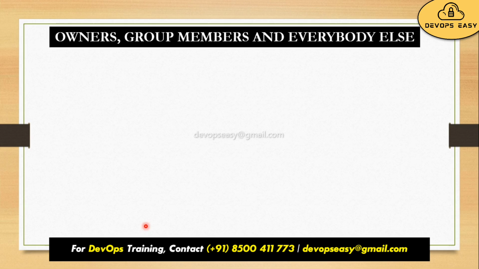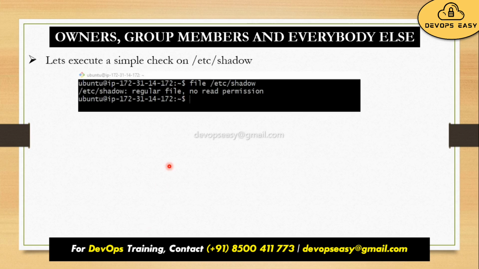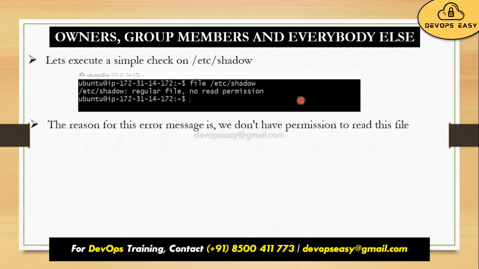Owners, group members, and everybody else. So let's execute a simple check on /etc/shadow. If you see, I have executed file /etc/shadow, and the output says no read permission. What is this no read permission? You will get to know. Just observe. The reason for this error message is we don't have permission to read this file, because the Ubuntu user doesn't have permission to read it. That's the reason you get an error.